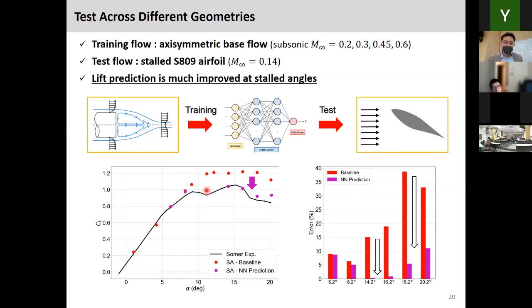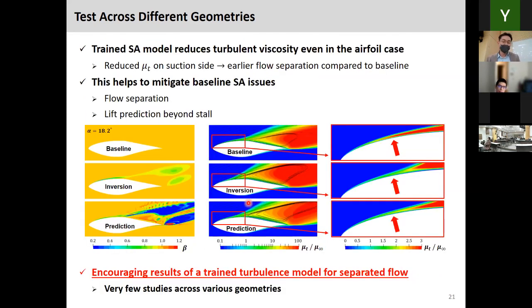So here, black lines are experimental data, red symbols are the baseline, non-trained SA model, and the purple one is a trained SA model. So the drift estimation is much improved. And looking at the flow field, we can see that this trained SA model gives us smaller eddy viscosity, particularly on the suction side near the separation point.